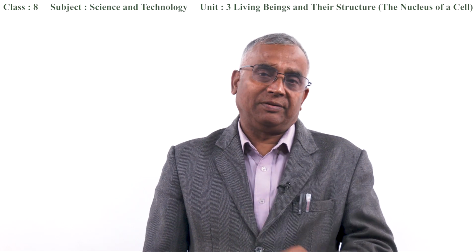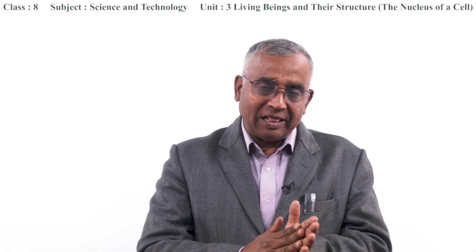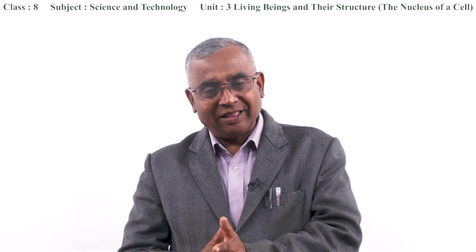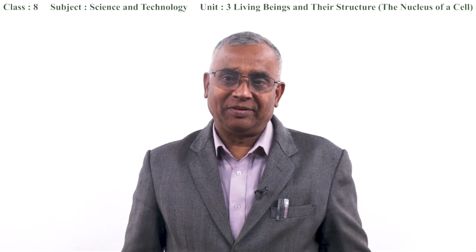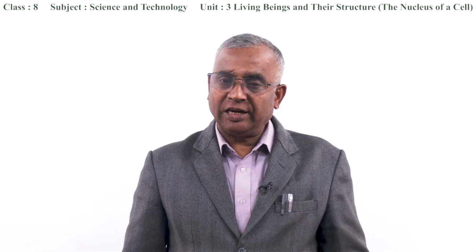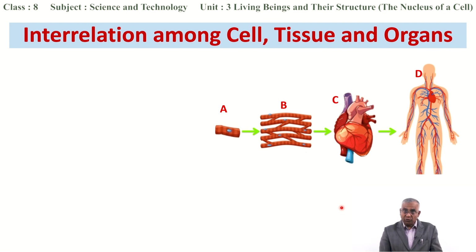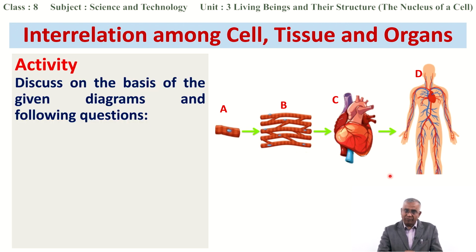Now we have to discuss the interrelation among cell, tissue, organ, and beyond them, body system and whole body. So at first you observe this diagram, that is an activity for you. At first study the diagram. I am giving you instructions on what to do. Here A is given, B is given, C is given, D. Yes, and arrows are also given, one after another, and a flow chart is given. Now your activity is to discuss on the basis of the given diagrams and the following questions.